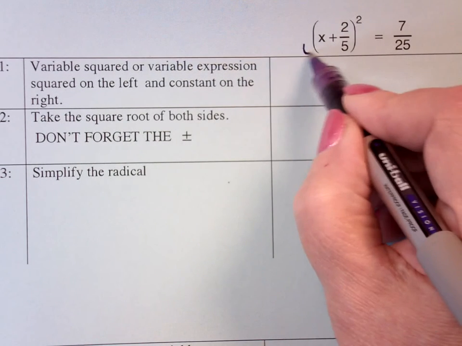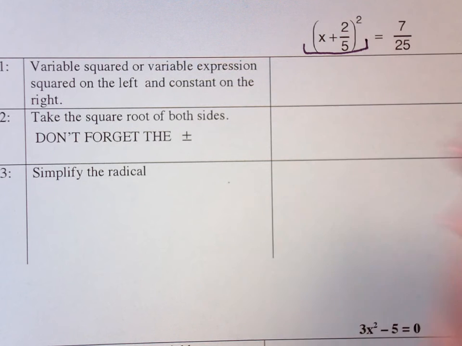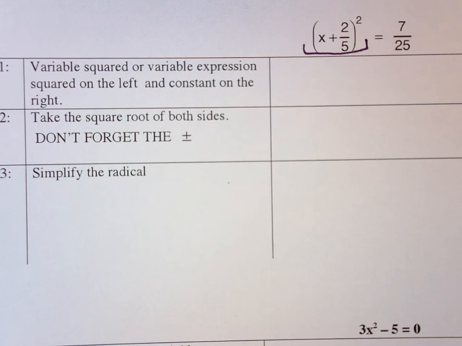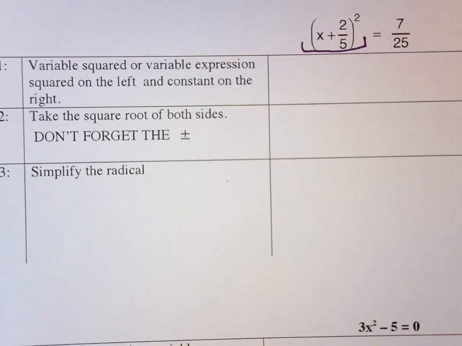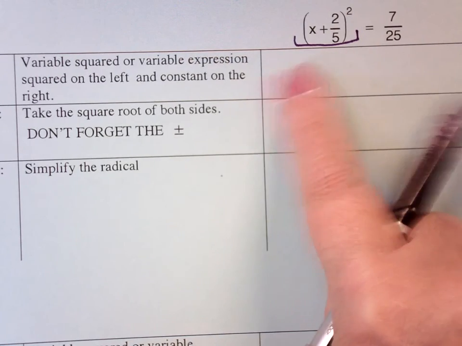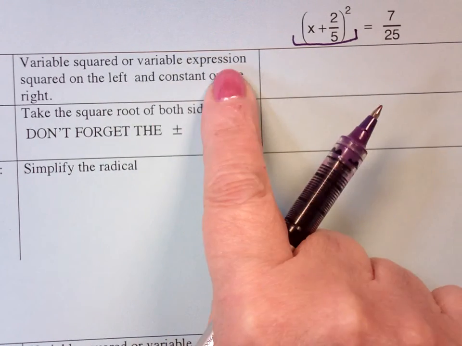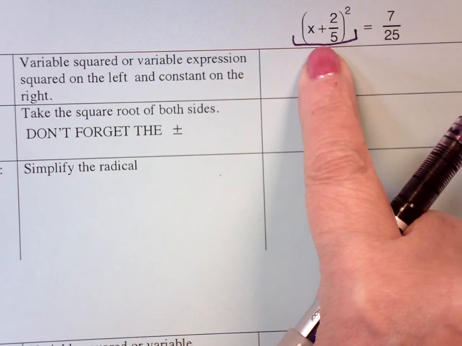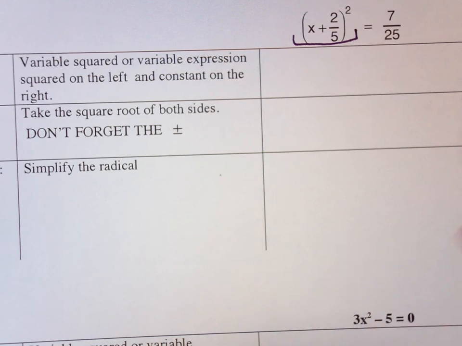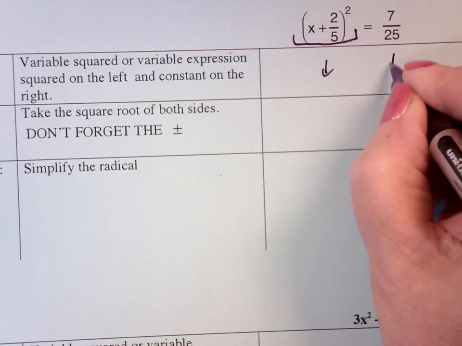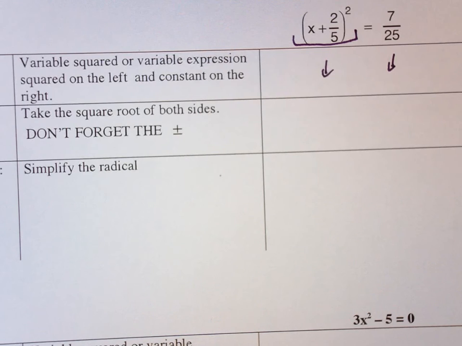Now, this is what we mean by an algebraic expression. It's x plus 2/5, the quantity squared. So the variable would be x squared. The expression would be x plus 2/5 squared, more than one term squared. So we have the variable expression squared on the left, the constant on the right. So this guy's in good shape, don't really have to do anything more with him.